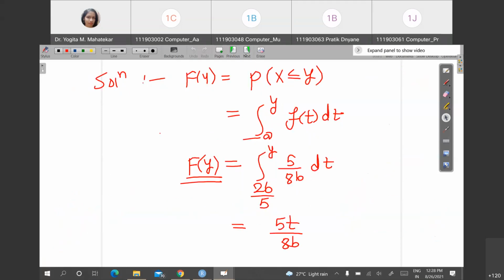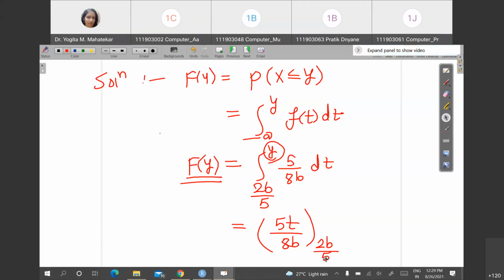Capital F of y. So therefore, the upper limit is a variable y, whose any particular value, if you put it, will be the cumulative distribution of that particular value of y. Since the small f of y is piecewise defined, then capital F of y will also be piecewise defined. So for values less than 2b by 5, it would be 0. Yes, that we have done.